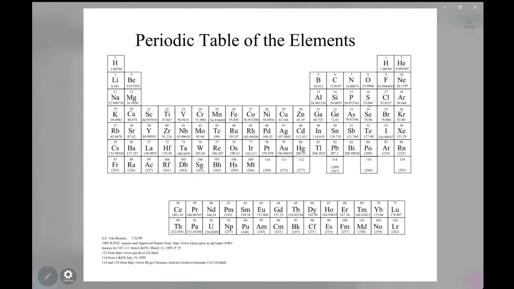Try to make this a little bit neater. It's hard when my screen's up like this. +1. Okay, and if it's in the second column, these are always going to be +2. You're not going to see any other ion. So you're never going to see sodium, for instance, as anything but a +1 ion. You're never going to see magnesium as anything but a +2 ion.